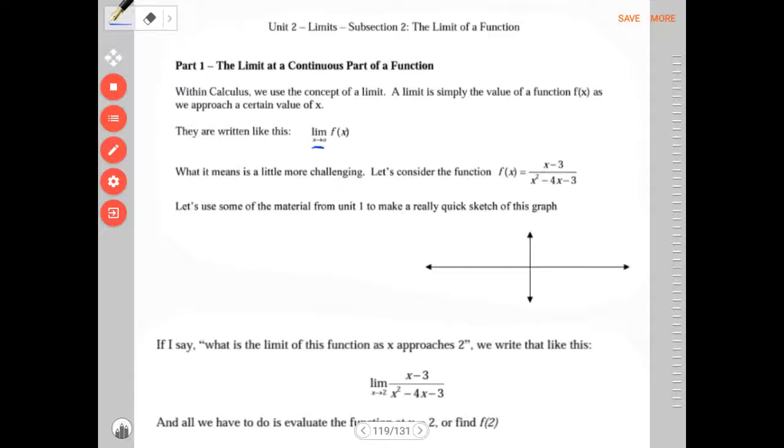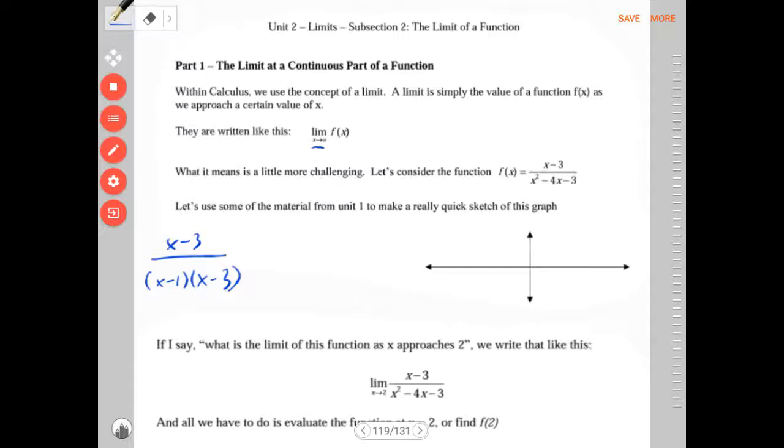Let's consider this function. It looks kind of crazy. f of x equals x minus 3 over x squared minus 4x plus 3. Let's make use of some Unit 1 stuff and make a quick sketch of this graph. This is a rational function, so we always factor the bottom. Factors of 3 that add to negative 4 are x minus 1 and x minus 3.